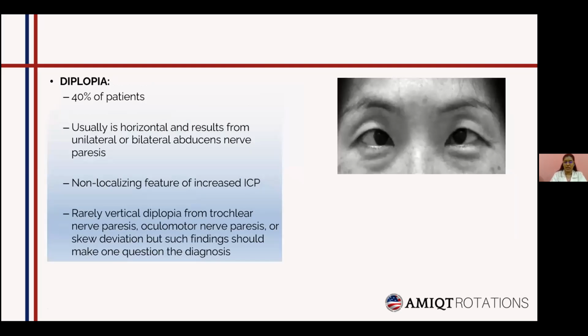Diplopia is also seen in almost 40% of the patients, and it's usually a horizontal diplopia due to unilateral or bilateral sixth cranial nerve palsy, and it is a non-localizing feature of raised ICP. Rarely, in some patients, we can also see third and fourth cranial nerve palsy as well. But if that happens, we need to rule out whether there is any other condition that is causing the raised ICP or the cranial nerve palsies.